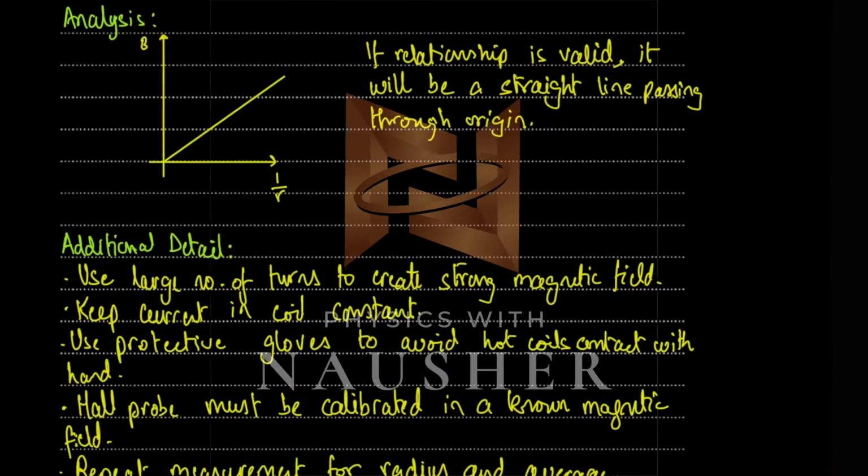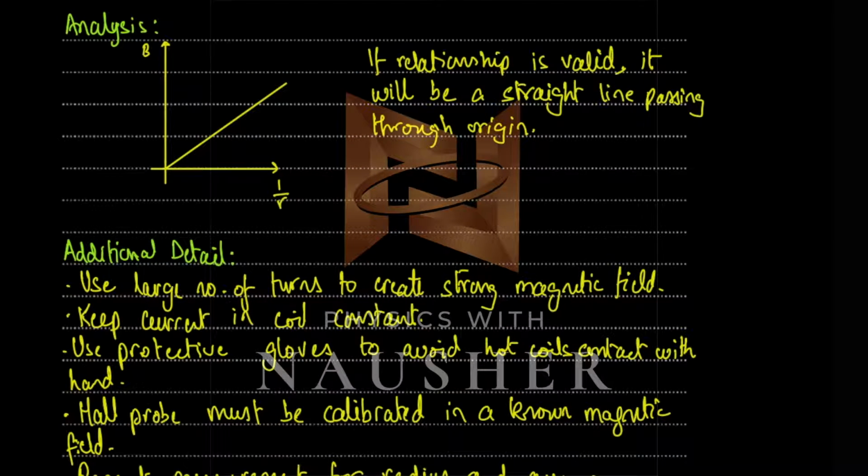Analysis. Now, I told you earlier that you always make a straight line. Remember? But they had given an inverse relationship. So what do you do? You make a graph of B versus 1 over R. Because if B is inversely proportional to R, then B is directly proportional to 1 over R. So we make a straight line and say, if the relationship is valid, it will be a straight line passing through the origin.